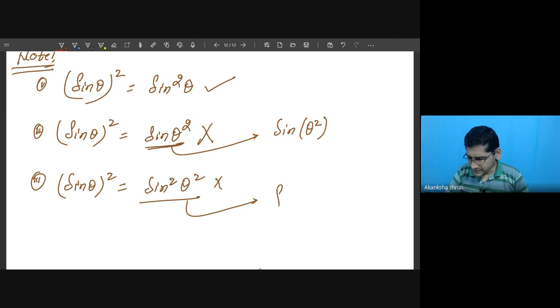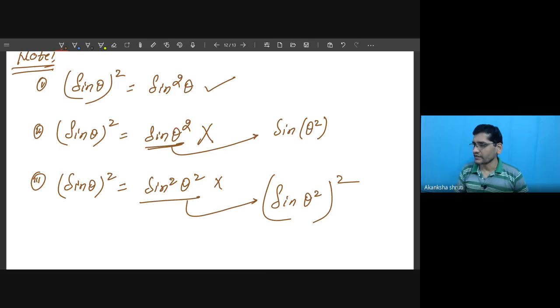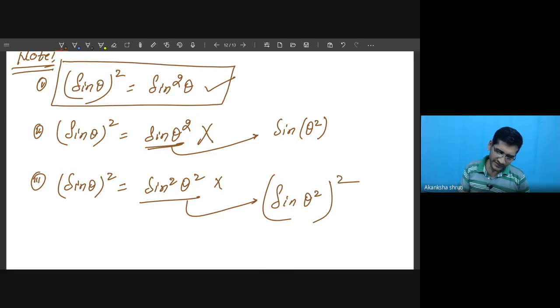They simply mean sine square: you take sine theta, and then you square it. It simply means it is like this. Okay, student? So this is what you have to keep in mind. Sine theta whole square simply means it is our sine square theta.